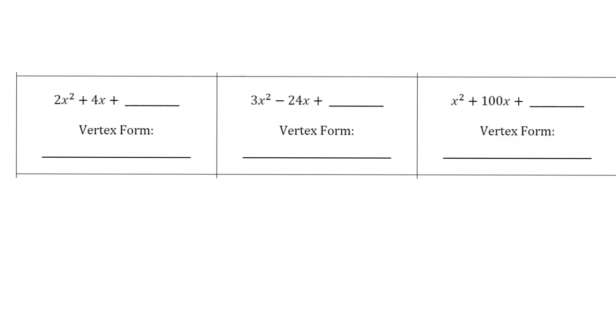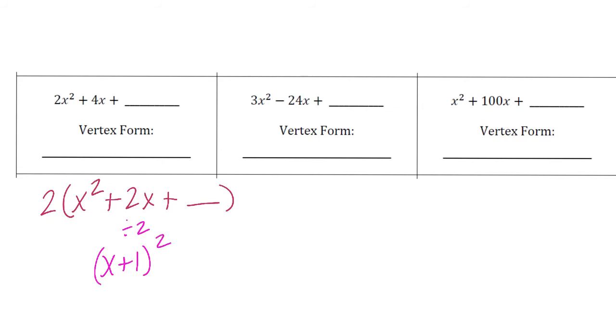Same direction on these, but we have a number in front. So remember, just like we did in class on Tuesday, you have to take it out first. Leave that blank. So then we can divide by 2 and get x plus 1 squared. Don't forget to bring down your 2 for your vertex form. 1 squared. We take this 1 and square it. We get 1. Then we have to end up distributing this back out and get 2 for what goes in that blank. And my vertex form is 2 times x plus 1 squared.